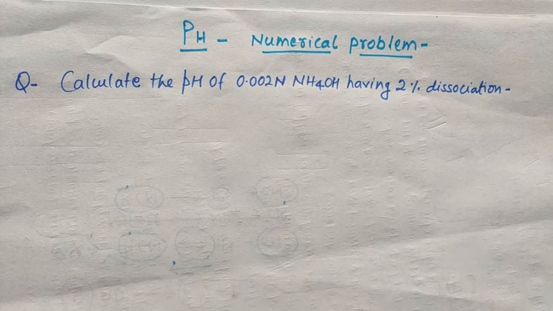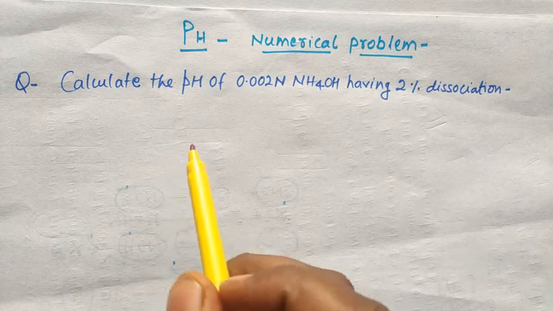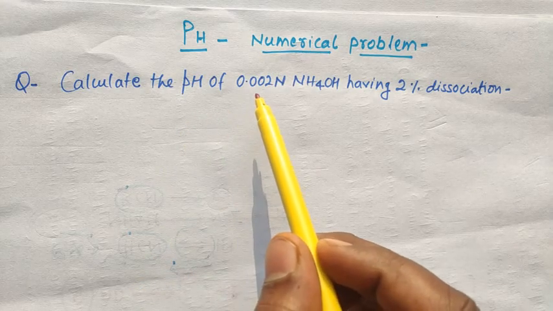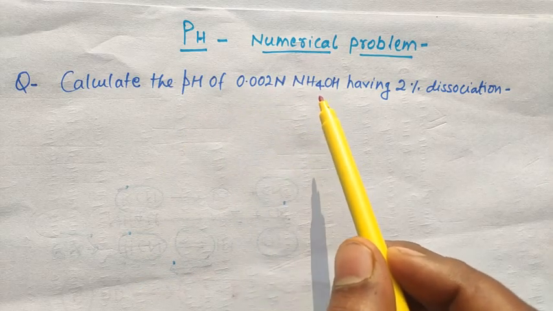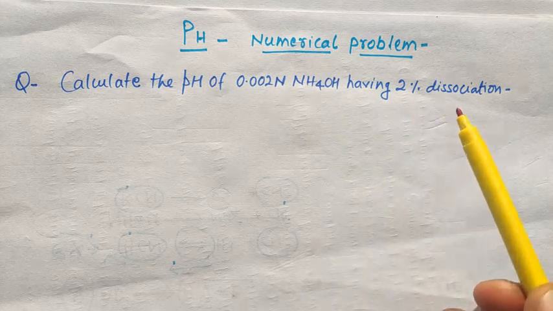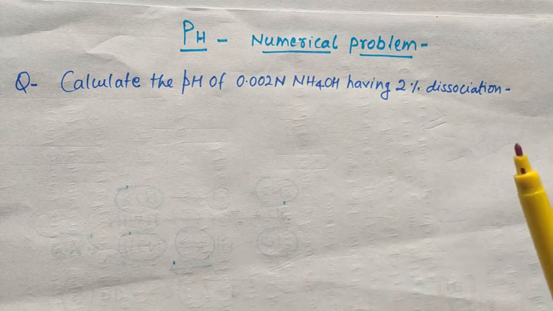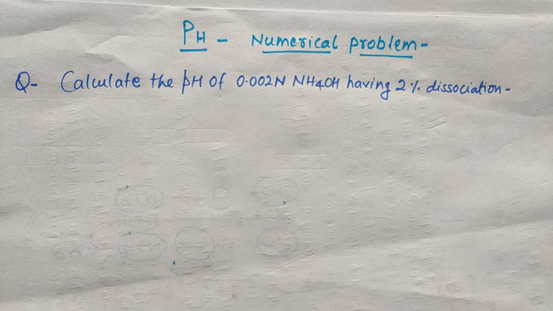Good morning, students. We have discussed some basic problems of pH. Today we are going to discuss some important questions of pH, that is, pH numerical problems. The first problem is: calculate the pH of 0.002 N NH4OH having 2% dissociation. Now there is a condition of dissociation.